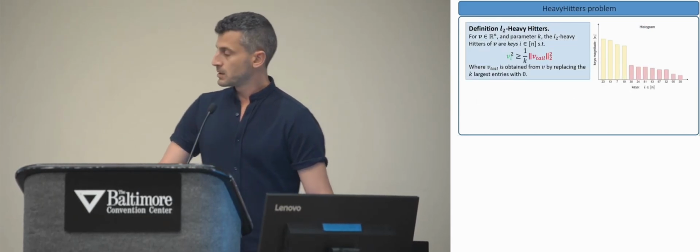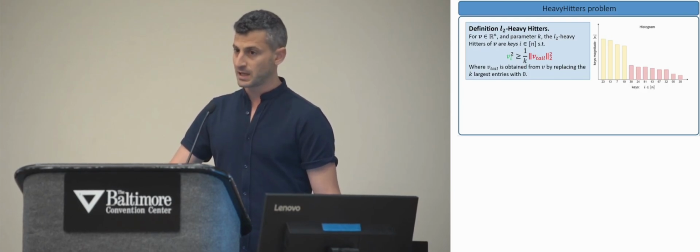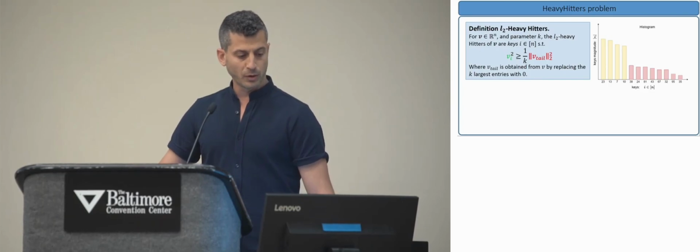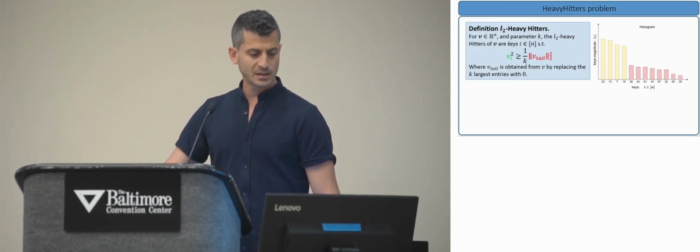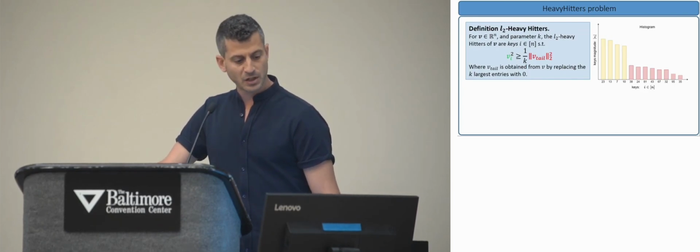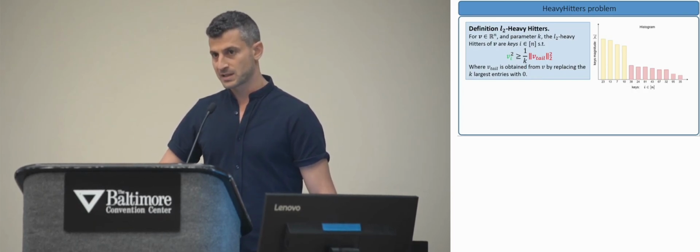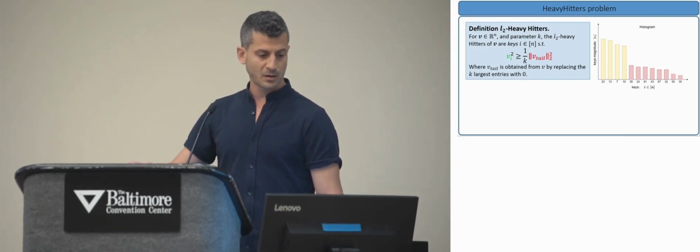Okay. So what is an L2 heavy hitter? This is a key of the vector, an index of the vector, whose value corresponds to a threshold, and this threshold is a function of V-tail. What is V-tail? If I take the original vector and replace the k heaviest entries with 0, this is V-tail, and that's how we define this threshold.